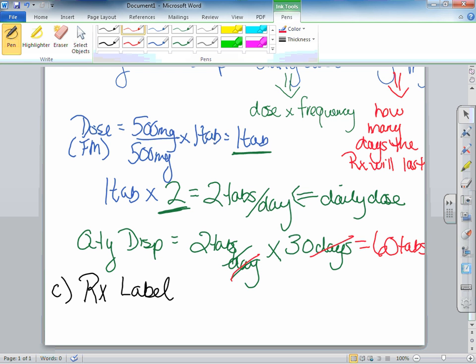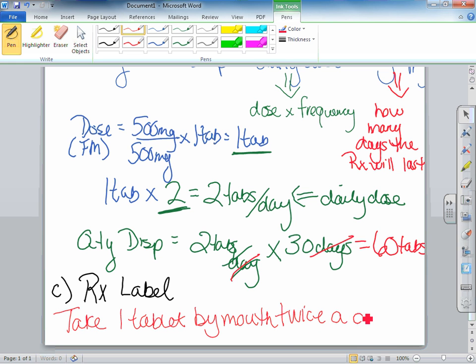So for this particular order, my label will read: take, well, my dose is 1 tablet, take 1 tablet. Route of administration is by mouth. Frequency is twice a day. The additional information is for 30 days. That is what the prescription label section of problem number 1 should read. Take 1 tablet by mouth twice a day for 30 days.